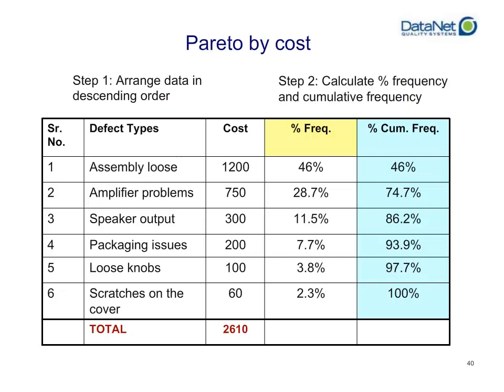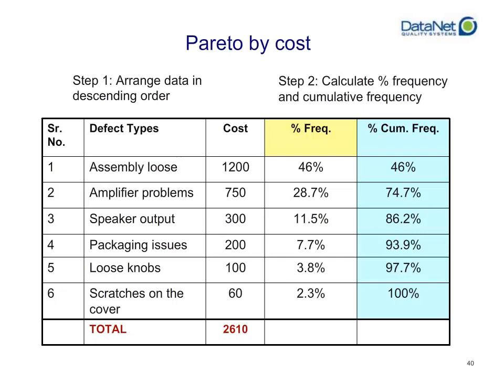The next step is that you calculate the cumulative frequency just like you did for the by count. The first one is your first value, which is 46% for assembly loose. Then when you add in amplifier problems, it's 28.7% plus 46% to give you a total of 74.7%. The next one is the speaker output for $300 or 11.5%. Add that to the 74.7% to give you a total of 86.2%.